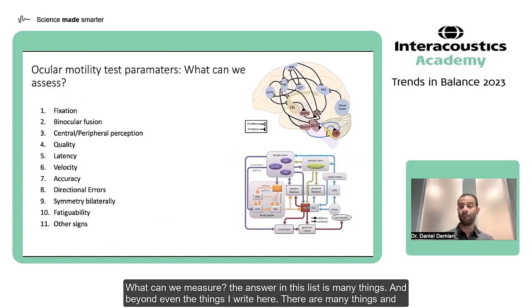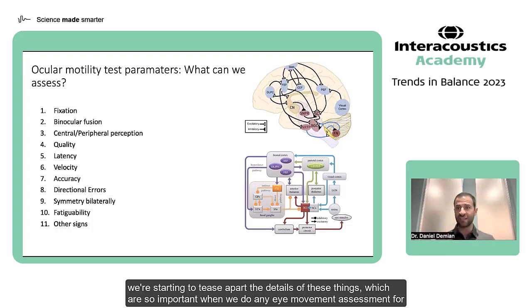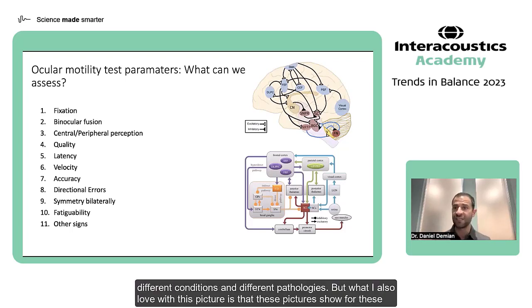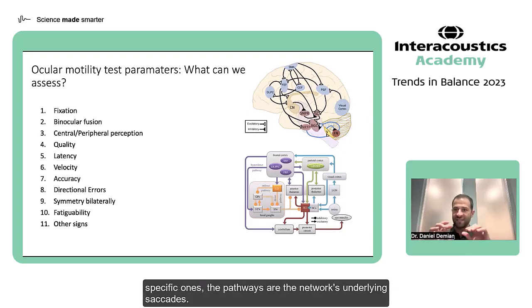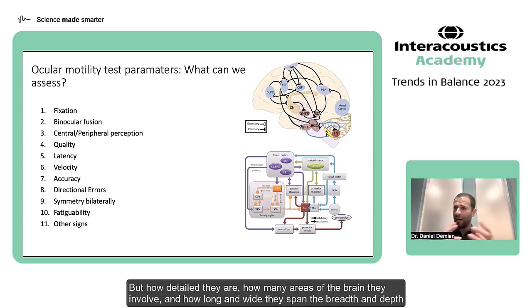What can we measure? Well, the answer in this list is many things, and beyond even the things I write here, but many things. And we're starting to tease apart the details of these things, which are so important when we do any eye movement assessment for different conditions and different pathologies. But what I also love in this picture is that these pictures show, for these specific ones, the pathways or the networks underlying saccades, but how detailed they are, how many areas of the brain they involve, and how long and wide they span the breadth and depth of the neuroaxis.